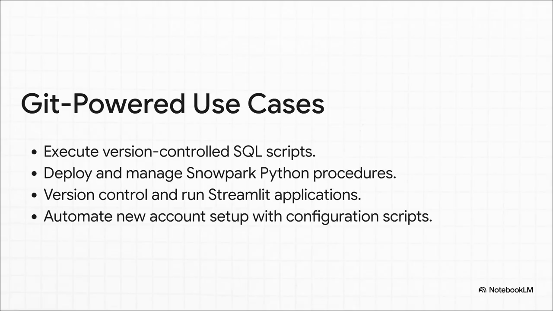You can run your SQL scripts directly from a specific branch in your repo. You can deploy your Snowpark Python code. You can even manage and run your Streamlit apps. Think about it. You could have scripts that automatically set up a brand new Snowflake account. It puts all of your code, all your assets, under one roof, all perfectly version controlled.